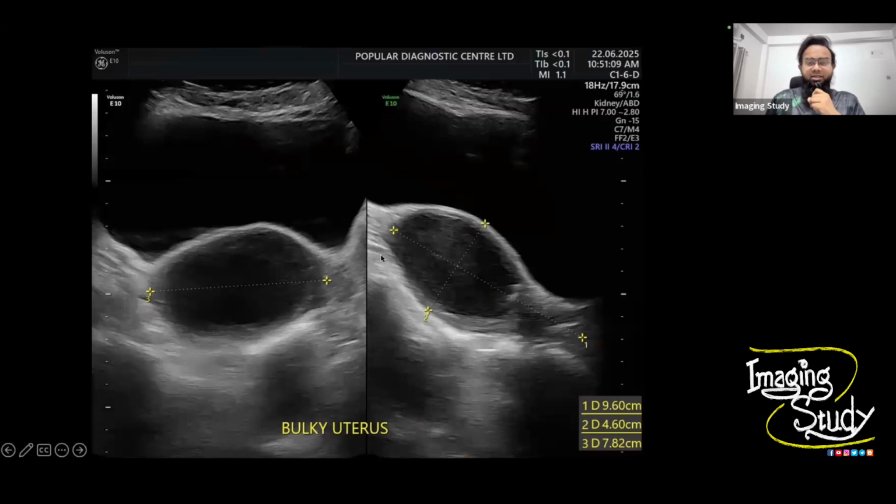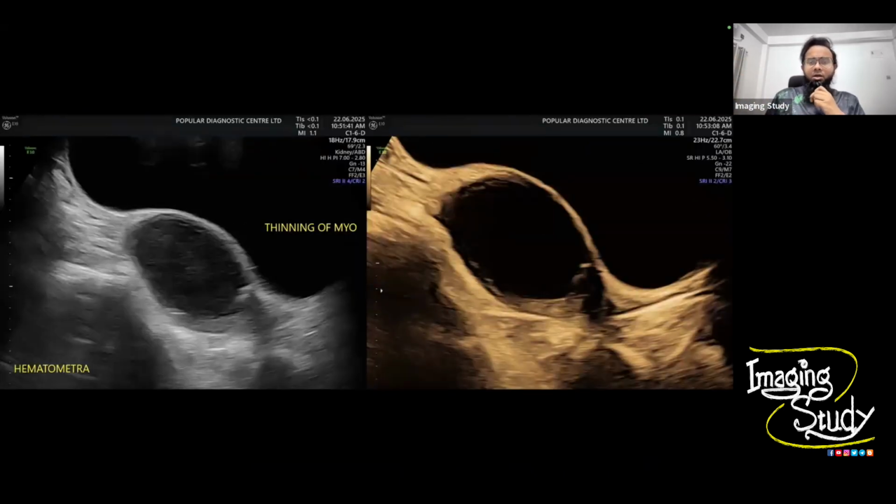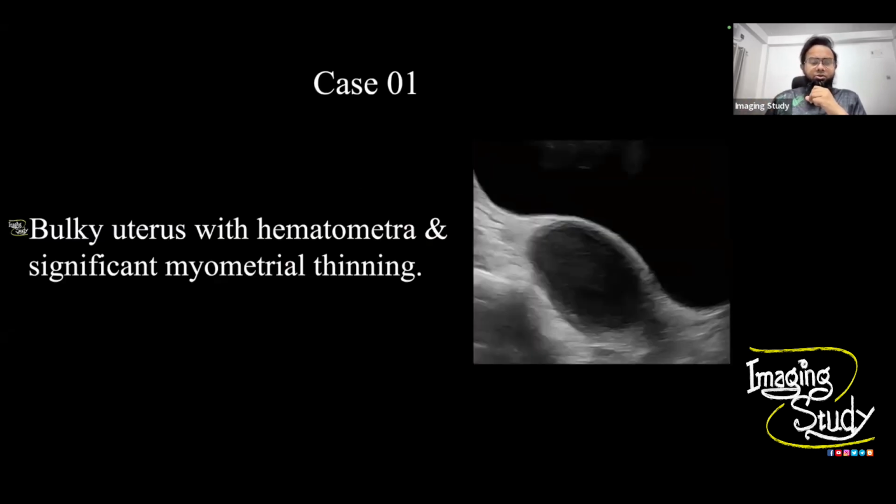myometrial thinning. So here's the picture on longitudinal and transverse section. You can see the measurement of the uterus. And now the uterus is slightly bulky. If it is more than 4.5 centimeter in anteroposterior diameter in a multiparous patient, we go for bulky in our center. So there is a thinning of myometrium, which should be clinically important because this patient needs some management to preserve the normal myometrium, which has already got thin. So this is a case of bulky uterus with hematometra and significant myometrial thinning.